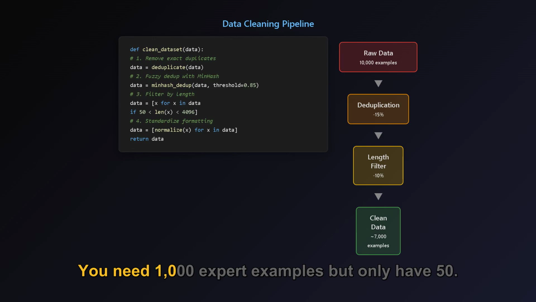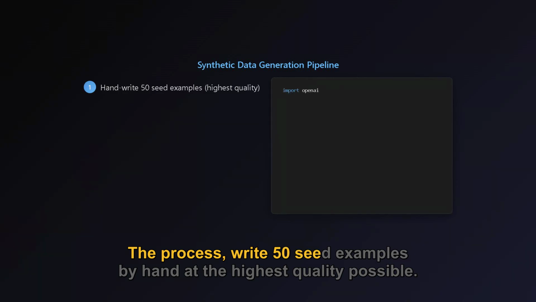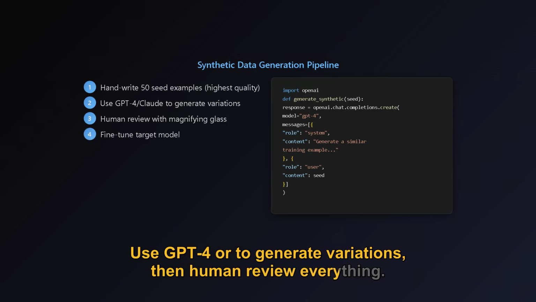You need 1,000 expert examples, but only have 50. Enter synthetic data generation. The process: write 50 seed examples by hand at the highest quality possible. Use GPT-4 or similar to generate variations, then human review everything.